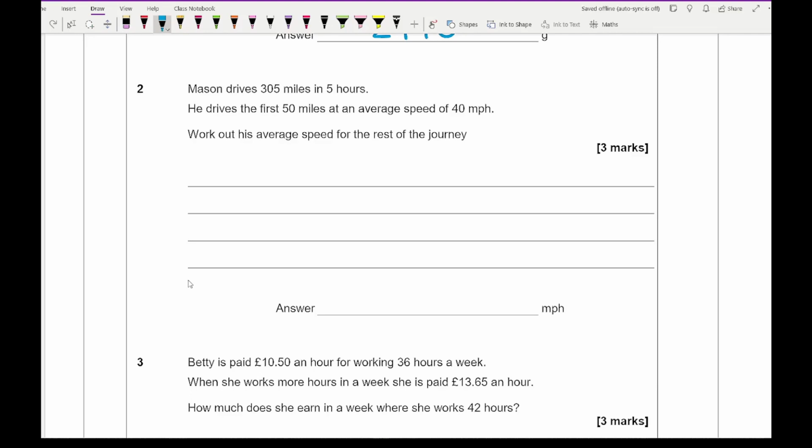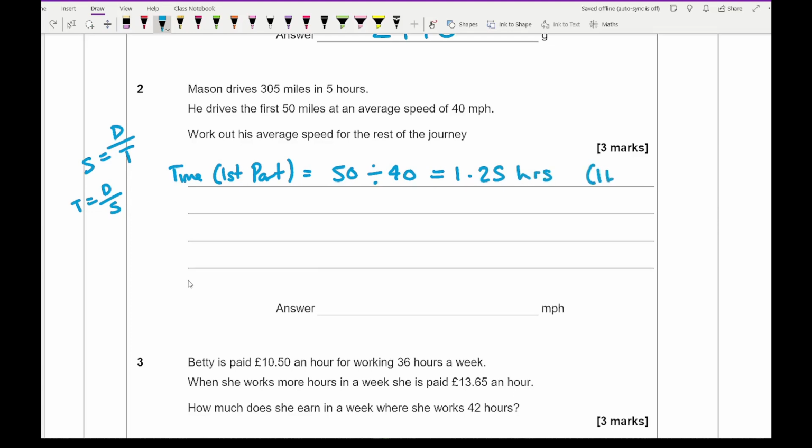So first things first, let's just look at the formula. Here we've got that speed equals distance over time. I want to work out first of all the time it's taken for his first part of the journey. So if I just write time for the first part, now time is equal to distance divided by speed. So for this I need to do 50 divided by 40, which gives me an answer of 1.25, and that's going to be in hours. So that's 1 hour and 15 minutes.